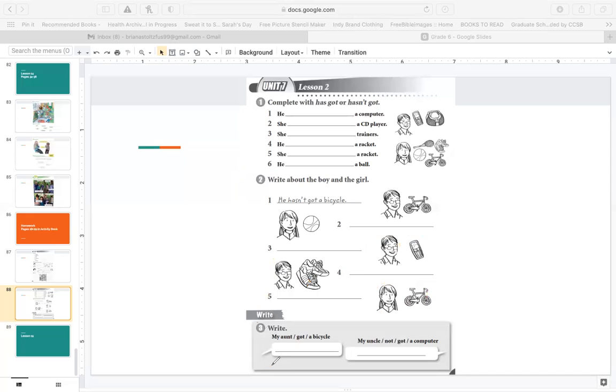Finally, write these sentences below. My aunt has got a bicycle. My uncle hasn't got a computer. So here you're going to write got. Here you'll write hasn't got. Hasn't got. My uncle hasn't got a computer.